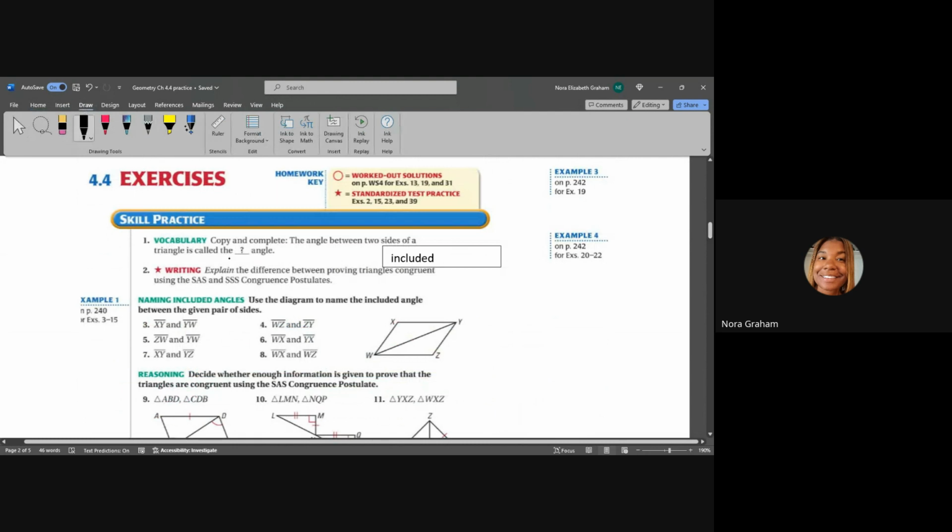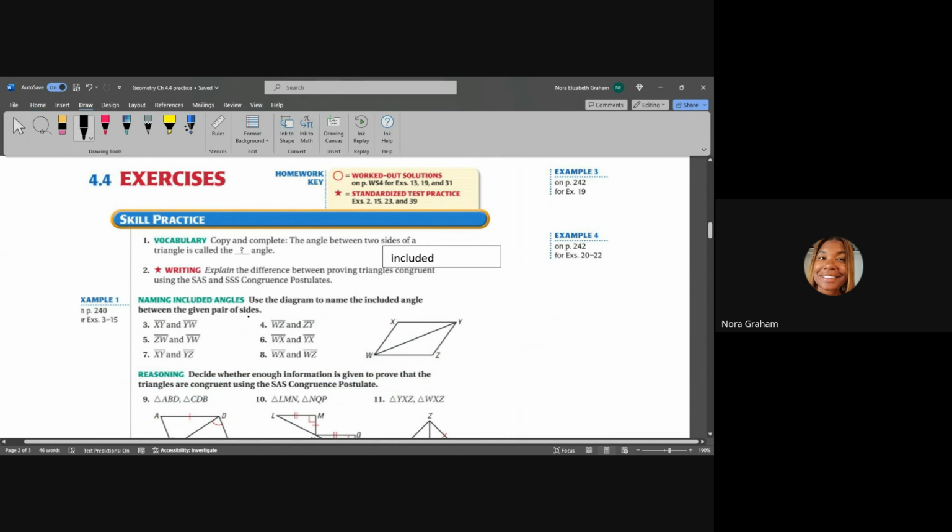Let's look at number 2. This says explain the difference between proving triangles congruent using the side angle side and SSS congruence postulates. With SAS, we're using two congruent, corresponding sides and looking for that included angle. So with SAS, we're dealing with the included angle. With SSS, we're not dealing with any angles of the triangle. We're just looking at all the congruent and corresponding sides of the triangles. That's the main difference.